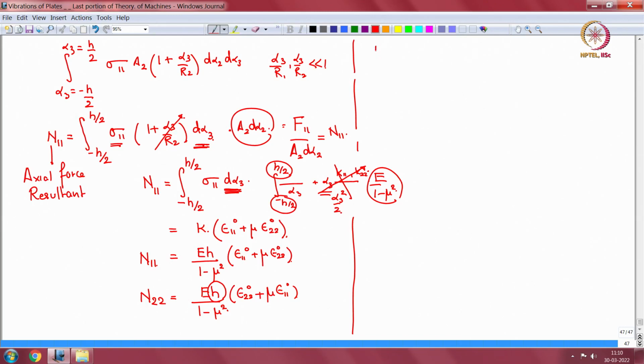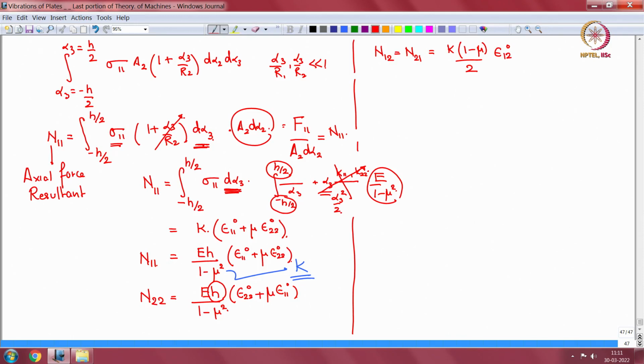And N12 and N21 are equal, with this thing denoted as this constant k, into 1 minus mu by 2, epsilon 120.